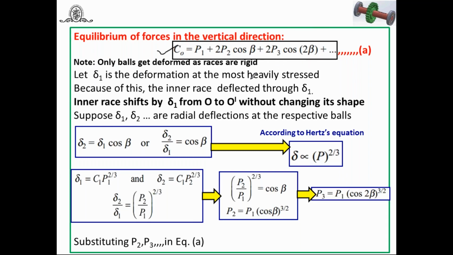Because we are making the vertical equilibrium of the forces here. Again, we have already discussed, as the races are rigid, the deformation delta 1 is at the most heavily stressed portion, and how it is going to shift through delta 1. The inner race shifts from position O to O dash without changing its shape, as shown in our second figure. If delta 1 and delta 2 are the radial deflections at the respective balls, you know very well delta 2 is equal to delta 1 cos beta.